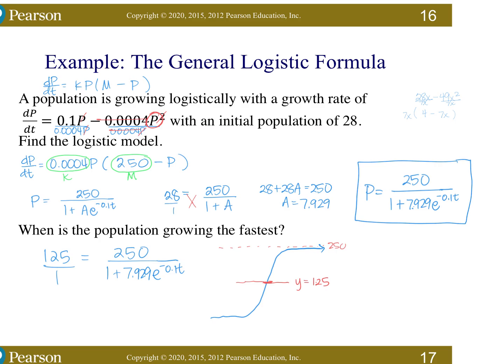Yeah. So for every logistic model problem, if we're trying to find when the population is growing the fastest, it's always when the population is at half of the carrying capacity. That's just true for every single one.